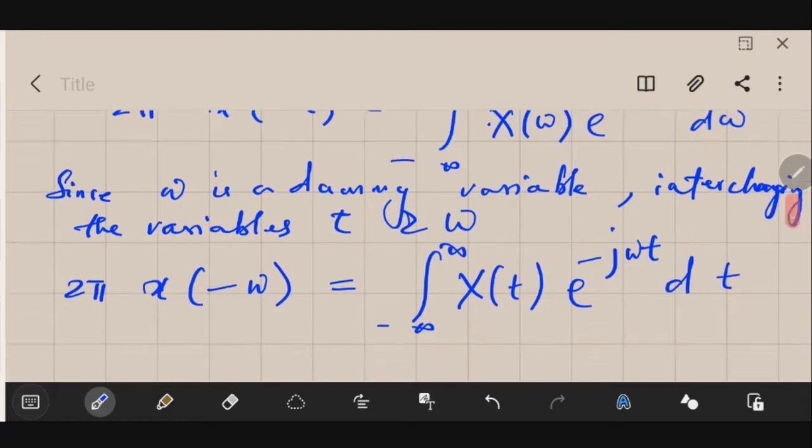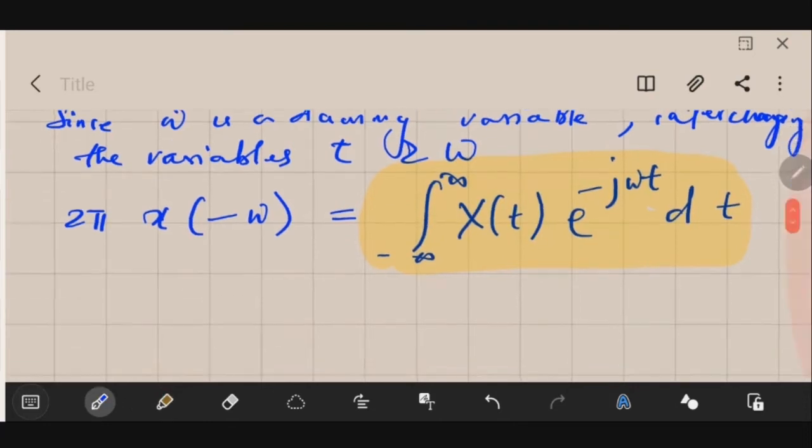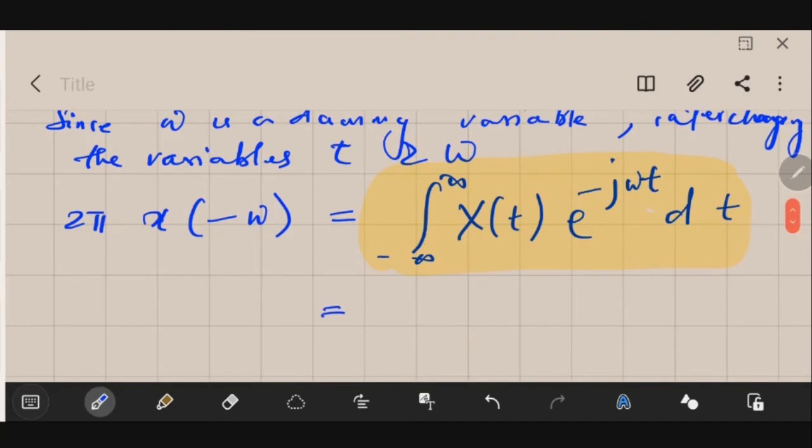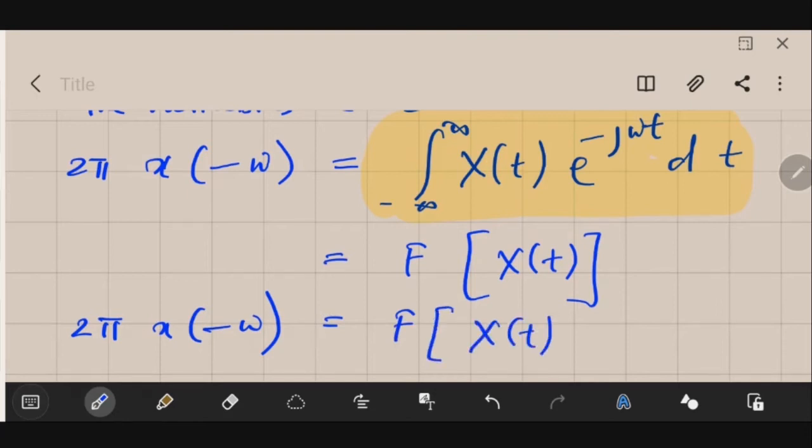Okay. So as you could see, this portion on the right side is just the Fourier transform of the signal, capital X of t. So we could write it as nothing but the Fourier transform of the signal capital X of t. This way, this property is proved. That means 2 pi times x of minus omega is equal to the Fourier transform of x of t.